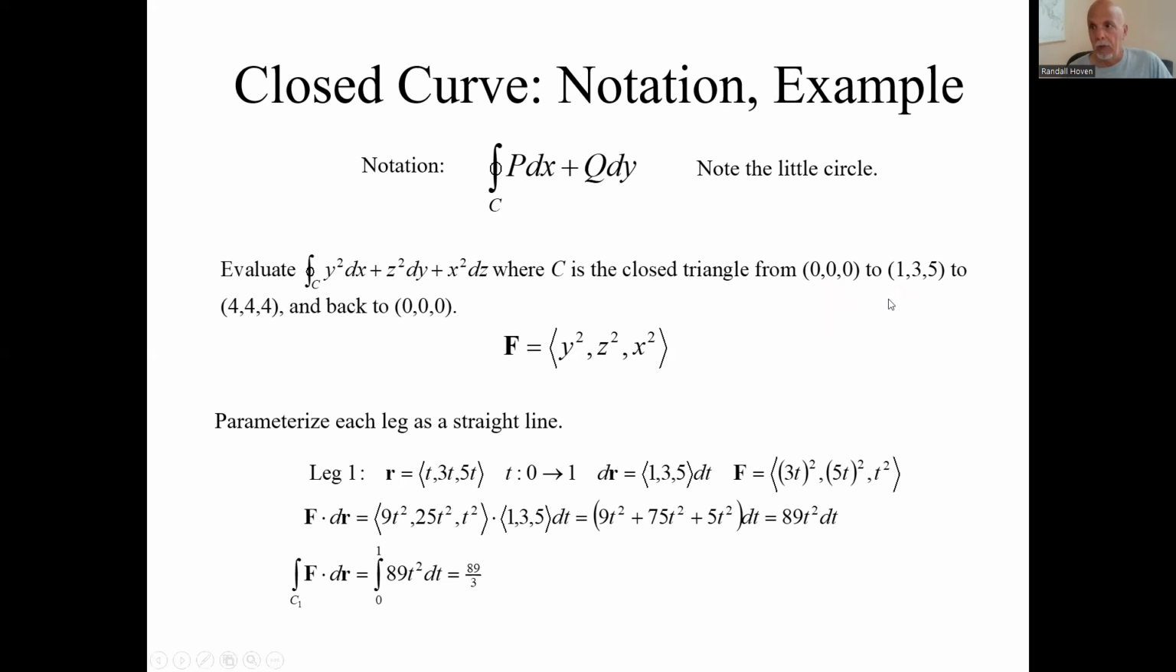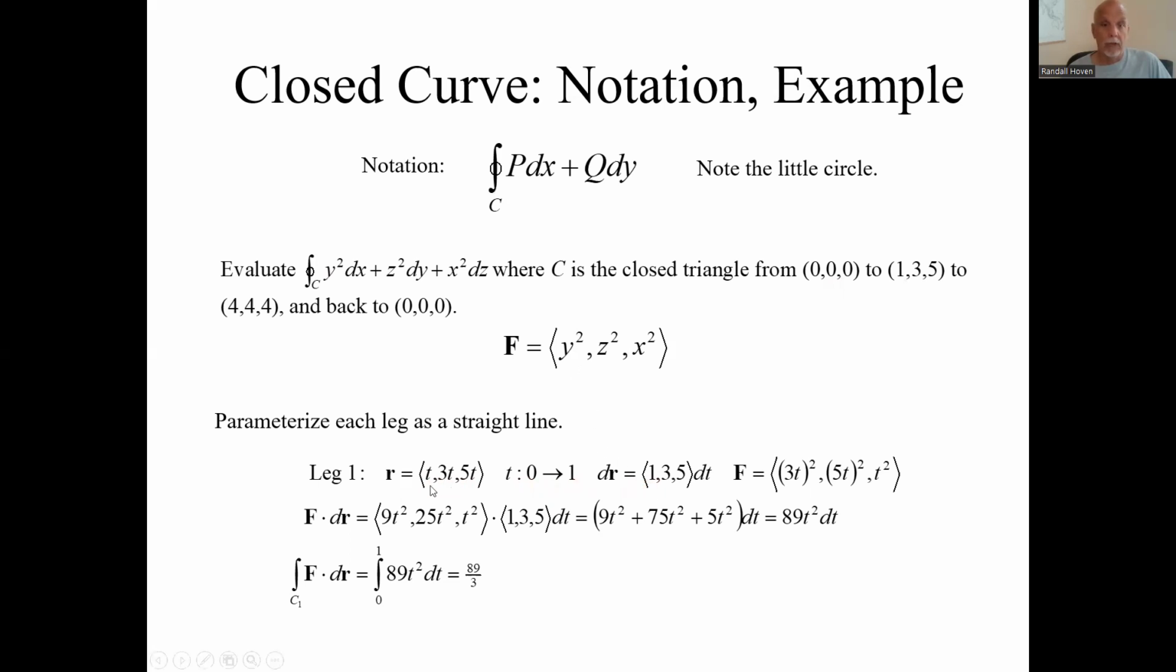And this is going to be 3 different legs. It's a triangle. Here to here, then from here to there, and then from here to there. 3 legs. The first and last legs are easy to parameterize because one point is the origin. So the line going from here to there is pretty easy. I can just say it's t, 3t, 5t, and let t go from 0 to 1. I don't have to do too much thinking for that. And then dr is 1, 3, 5.